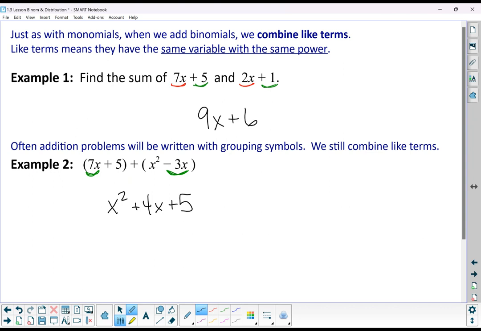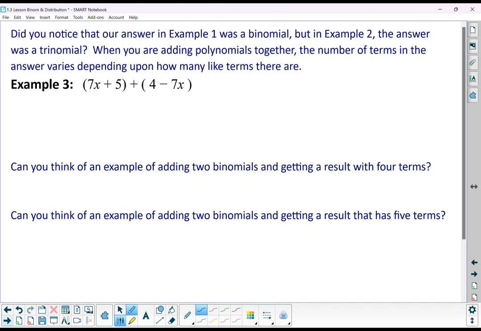Well, you might have noticed that, for example 1, when I added together two binomials, I got a binomial answer. But in example 2, when I added together two binomials, I got a trinomial answer. Just like when I add two monomials together, I might end up with a monomial or I might end up with a binomial. It really just depends on how many like terms there are. So you just have to be mindful that the number of terms in your answer can vary depending on which terms are able to combine.